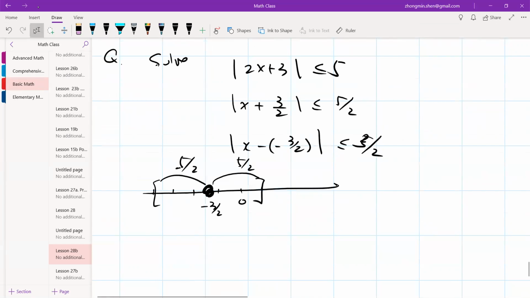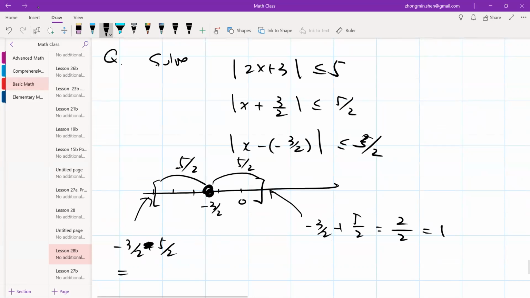You just add the 5 over 2 to negative 3 over 2 and subtract the 5 over 2 from negative 3 over 2. And you get an integer. Okay. And that one is going to be negative 3 over 2 minus 5 over 2, which is going to be negative 8 over 2, which is negative 4.